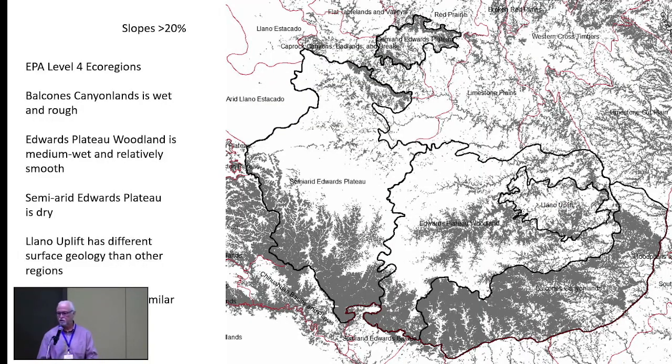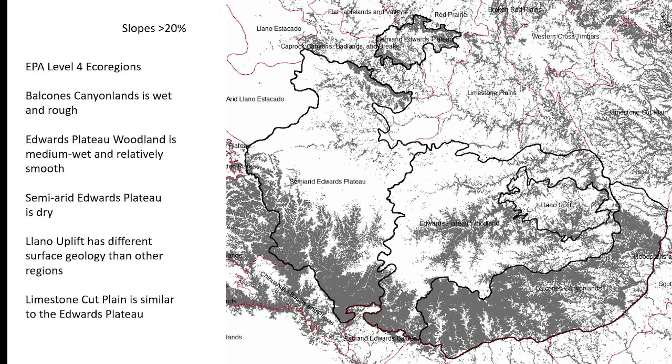The other thing about the Balcones Canyonlands is it's rough. These are slopes in gray. They're slopes greater than 20%. And you can see, in general, the Balcones Canyonlands is pretty rough. It's rougher than the Edwards Plateau woodland, which has also got some roughness to it, especially associated there with the Llano River drainage. This not rough area in here sometimes is called the El Dorado Divide. At least Keene Ferguson called it the El Dorado Divide.